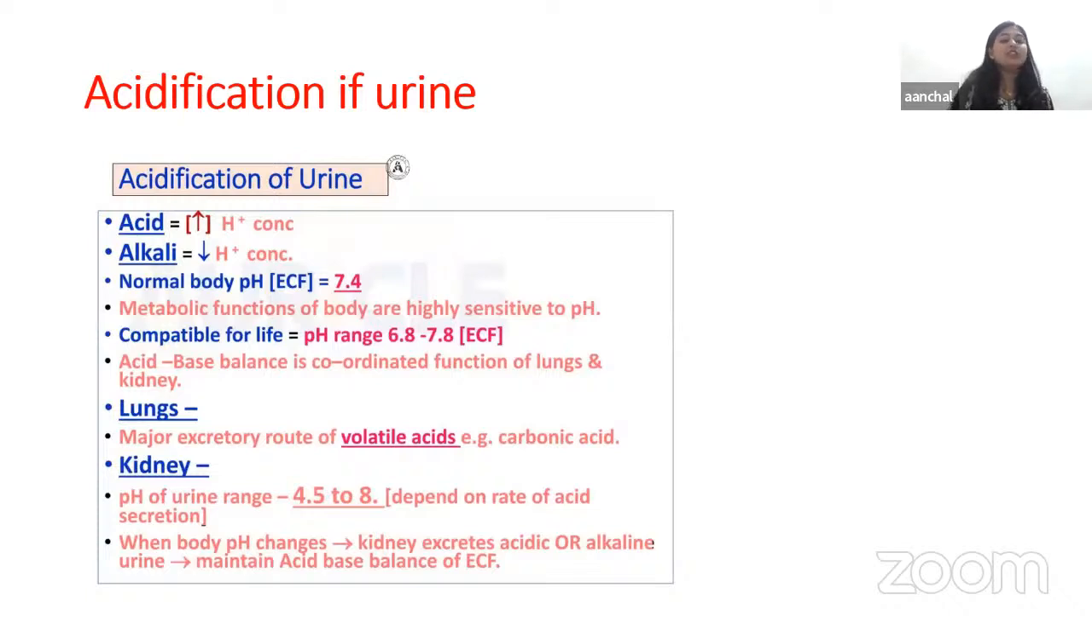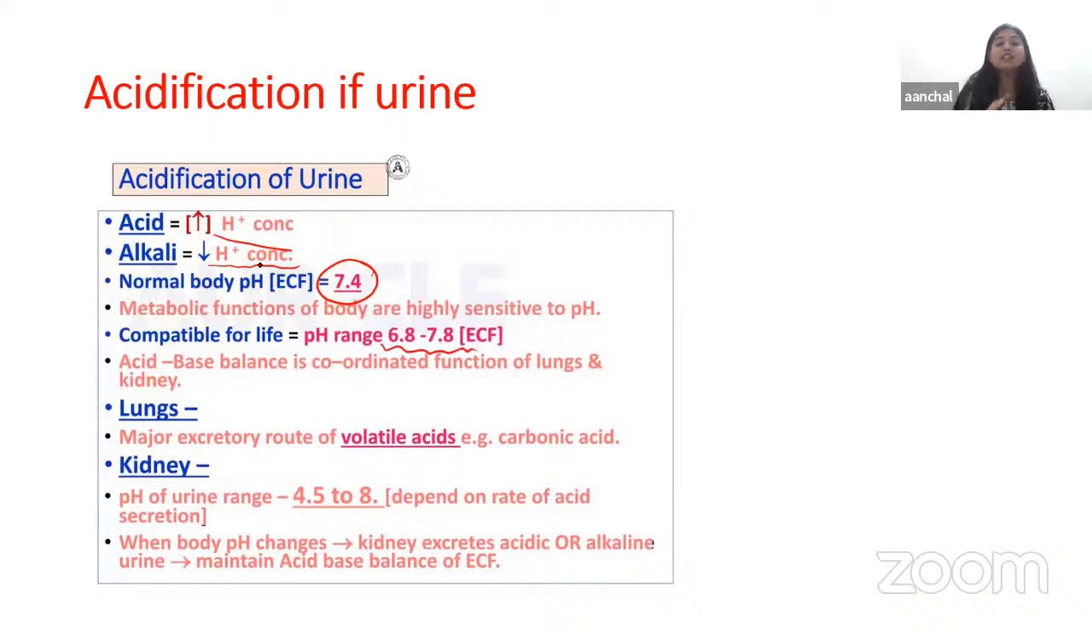So what is acidification of urine? If we look at the picture, acidic means a higher hydrogen ion concentration and alkaline means a lower hydrogen ion concentration. Normally, the normal body pH is about 7.4. The metabolic functions of the body are highly sensitive to pH, and the pH range compatible with life is 6.8 to 7.8.